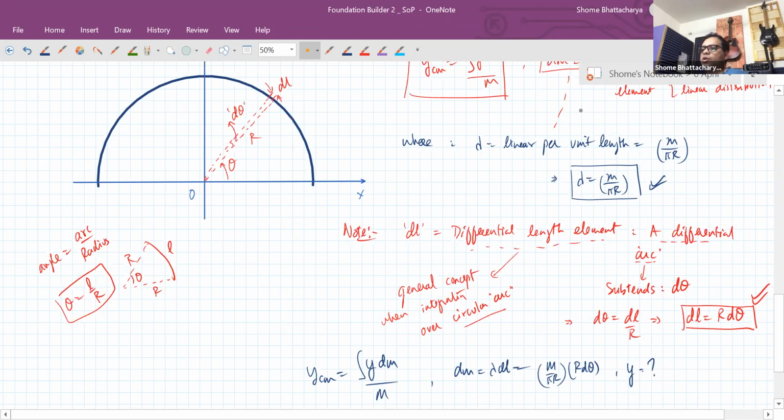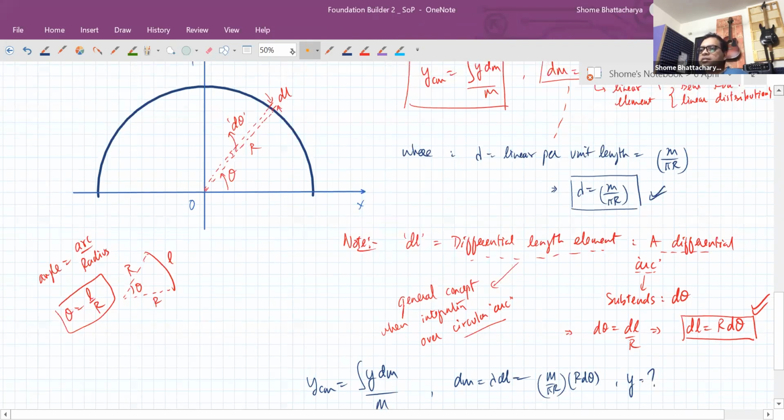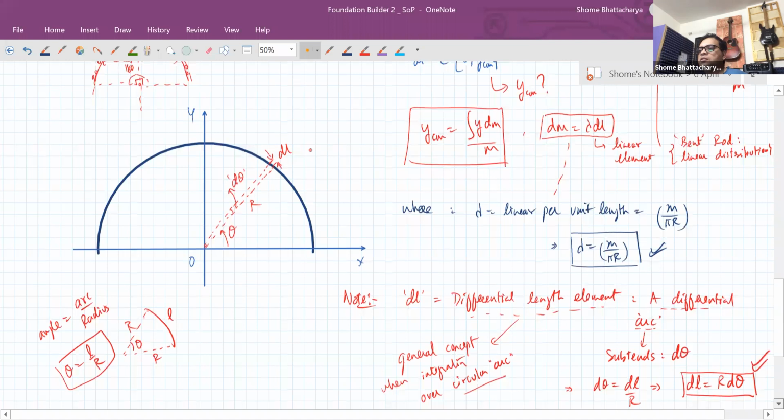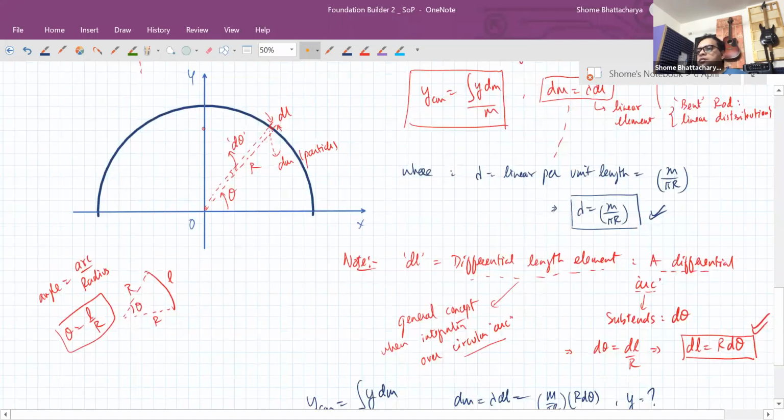So y is nothing but the y coordinate of that differential particle. In the diagram, you can see what is the y coordinate of the differential particle. This is my differential element here, this differential elemental mass dm, this is my particle. So what is its y coordinate? Its y coordinate is this. In the diagram, can you see that the y coordinate is r sine theta?